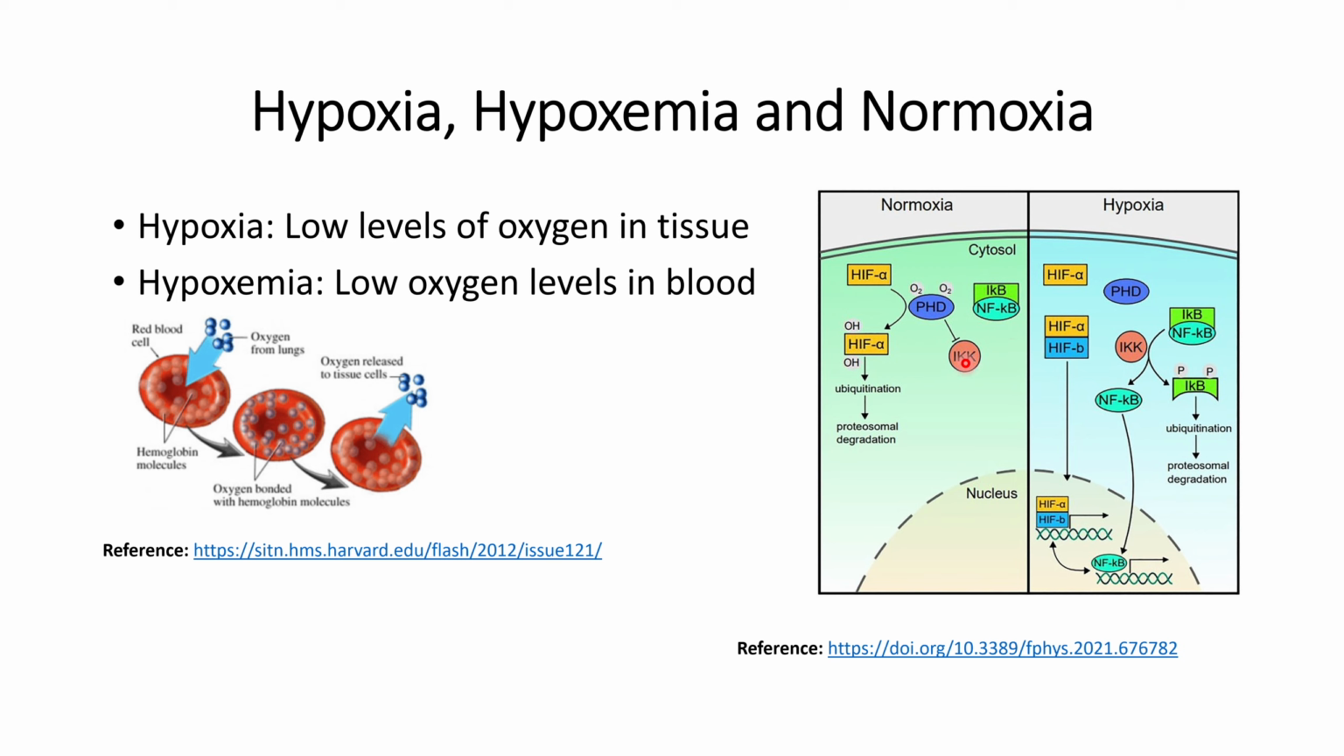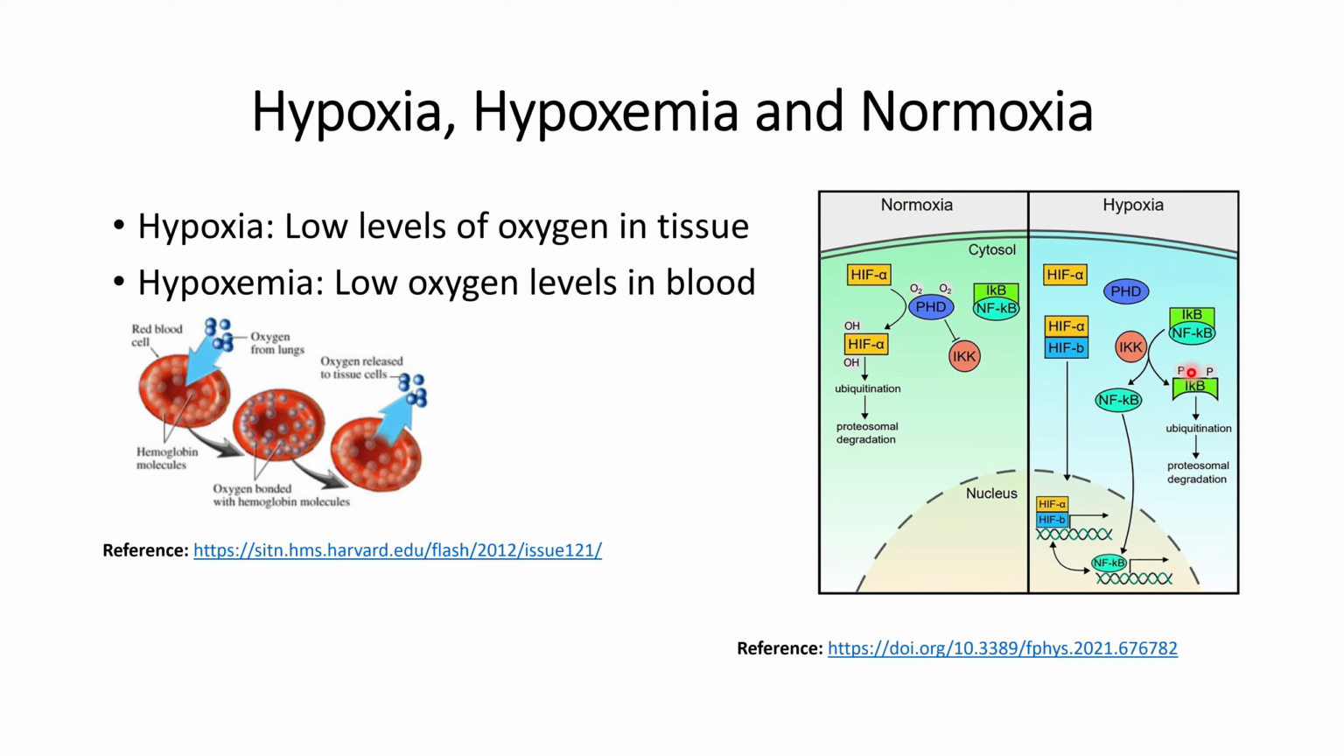In normoxia condition, since IKK inhibition is there with the help of PHD, NFKB is suppressed, not completely inhibited, with the help of IKB. Whereas in the hypoxia condition, since IKK is not inhibited, it will help in the phosphorylation of IKB, so that NFKB gets free. Then NFKB will translocate to the nucleus to upregulate the genes that are responsible for inflammation.